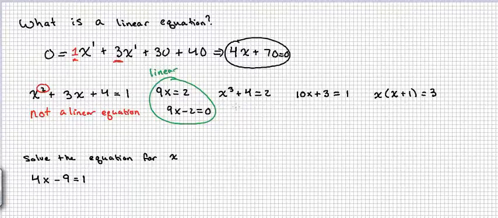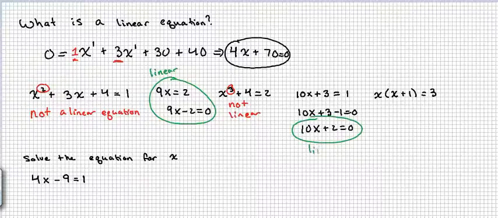Let's look at the next one. Well, this index is 3. 3 is bigger than 1, so this one is not linear. Let's look at 10 plus x. So if we brought that 1 to the other side, we'd have 10x plus 3 minus 1 equals 0. This would be 10x plus 2 is equal to 0. That x is to the first. It's the highest power, so yes, this is linear.